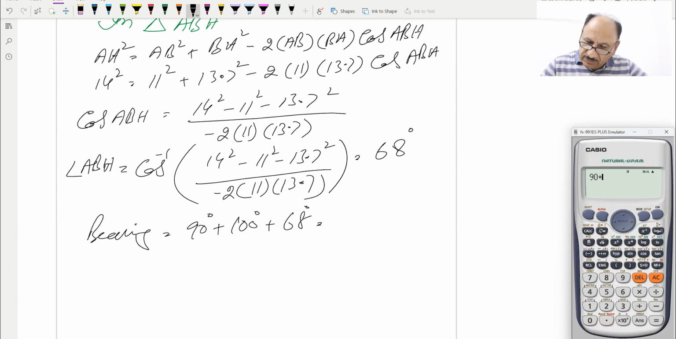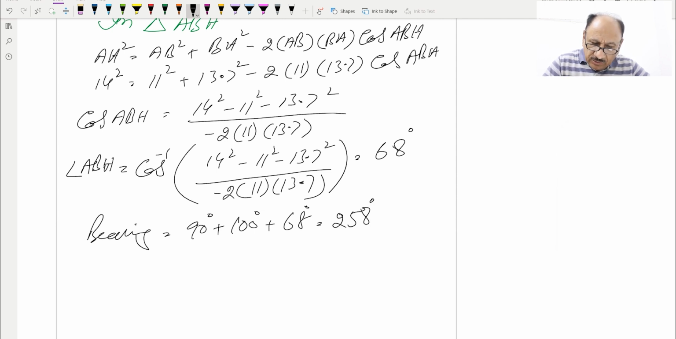90 plus 100 plus 68 adds up to 258 degrees, and this is our final answer. Keep in mind, this is a 5 marks question in IGCSE. 5 marks is very, very important.